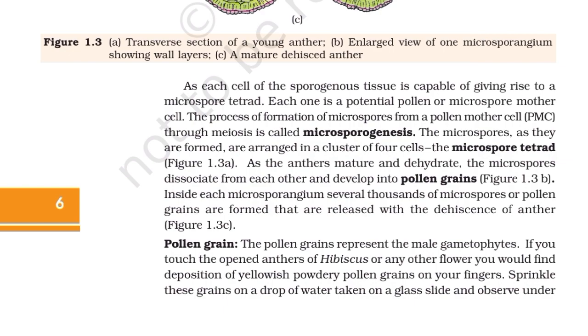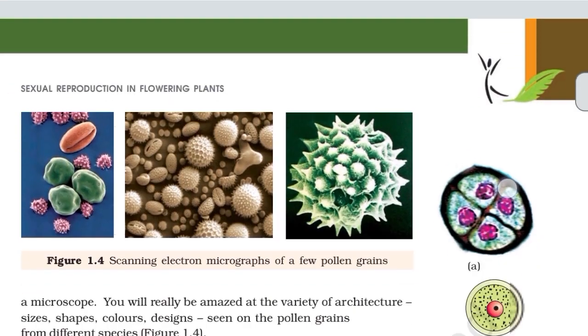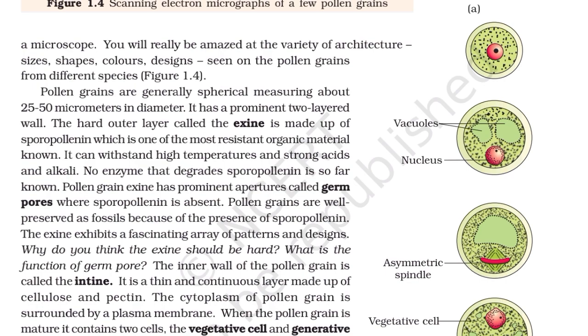If you touch the opened anthers of hibiscus or any other flower, you would find deposition of yellowish powdery pollen grains on your fingers. Sprinkle these grains on a drop of water taken on a glass slide and observe under a microscope. You will really be amazed at the variety of architecture, size, shape, color, design seen on the pollen grains from different species. Figure 1.4. Pollen grains are generally spherical, measuring about 25 to 50 micrometers in diameter. It has a prominent two-layered wall.